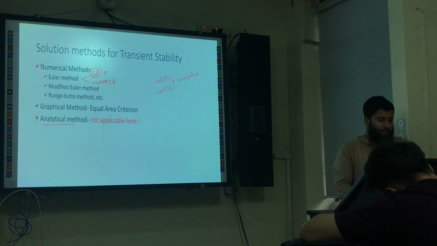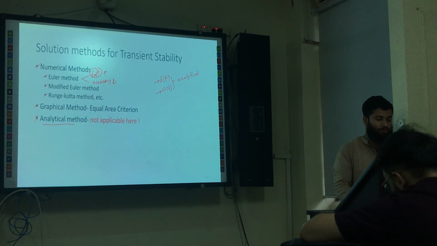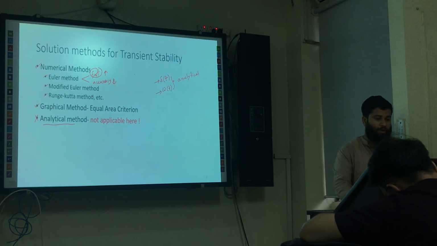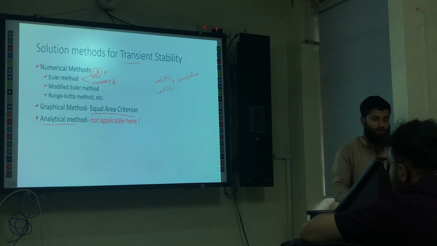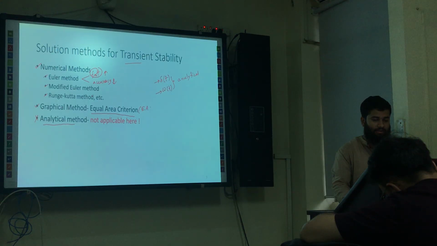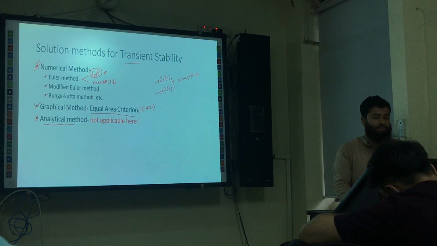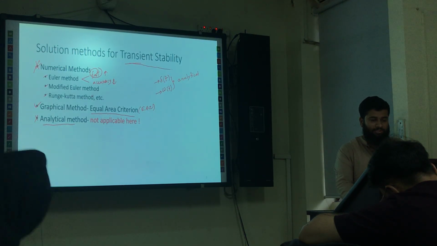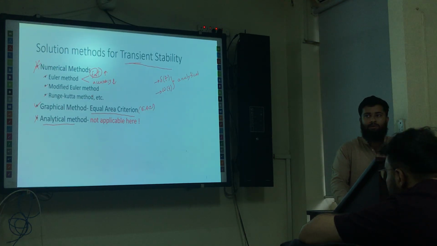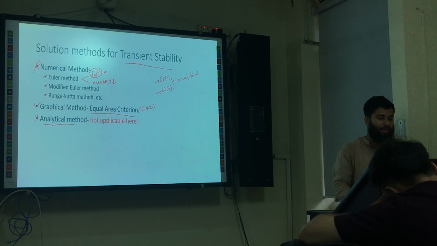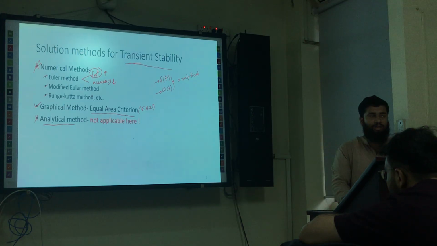Then the graphical method. The most commonly used graphical method to solve transient stability is the equal area criterion. In short, it is called EAC, equal area criterion. In this slide, we will not use the numerical methods, rather we will use this graphical method to solve the system. We will see how easily we can solve this transient stability using this graphical method.